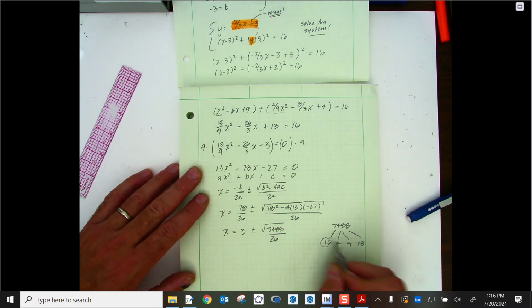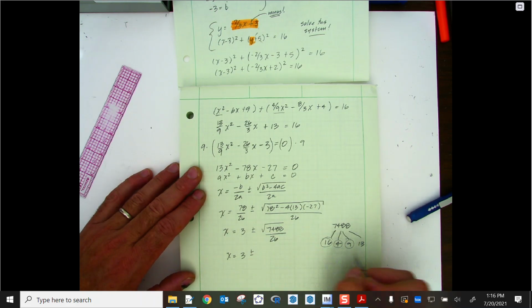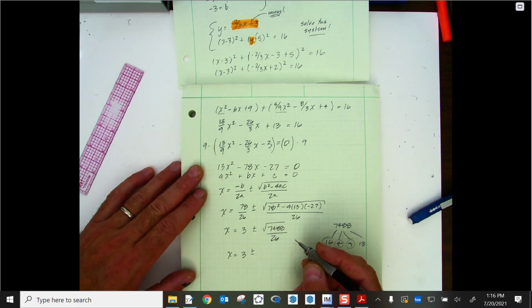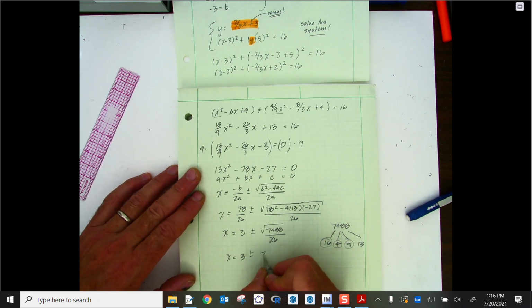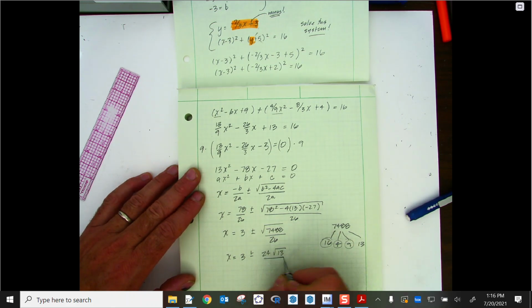And it turns out these three, of course, are all perfect squares, so they can be pulled out of the radical. So we get x equals 3 plus or minus. This would be a 4, a 2, and a 3. So 4 times 2 is 8 times 3 is 24. So we get 24. What stays in the radical is 13, and what goes on bottom is 26.